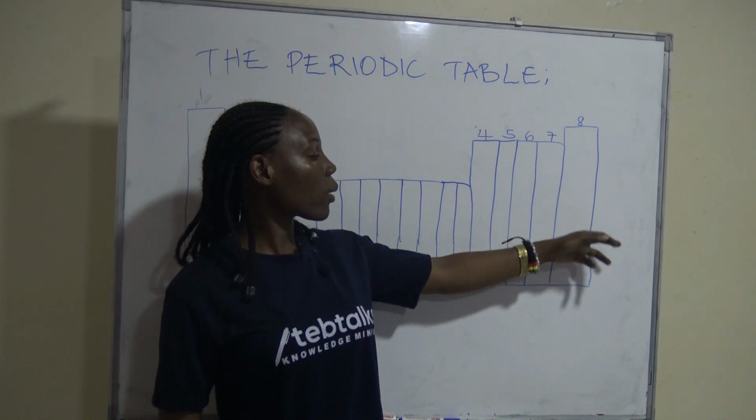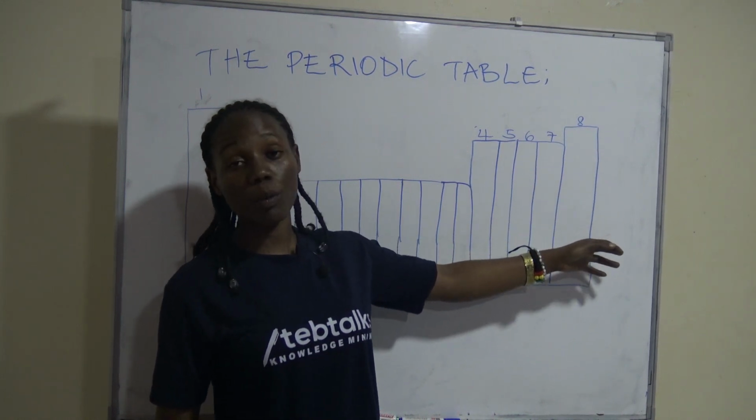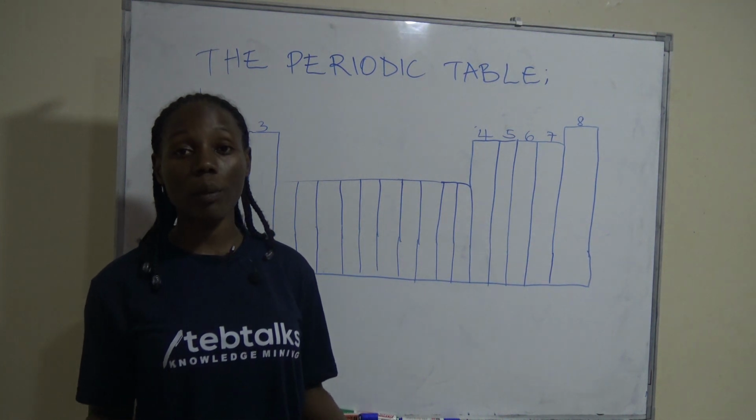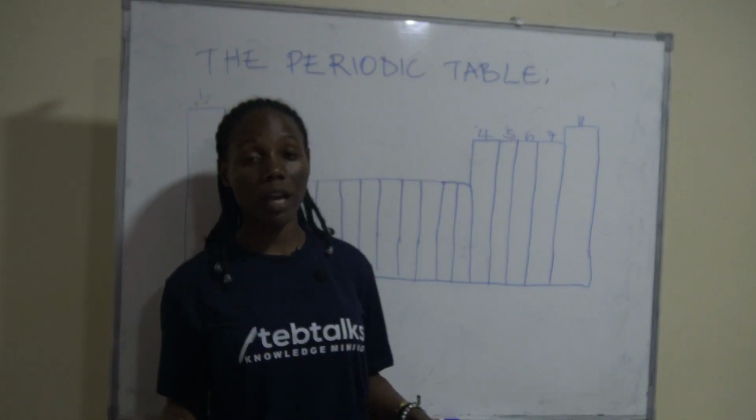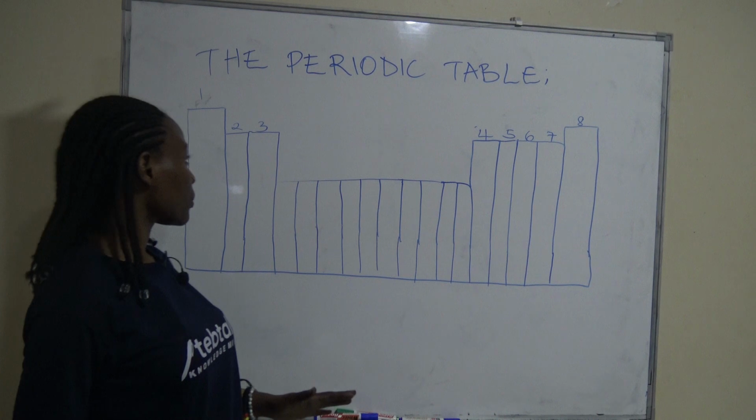And these ones are the ones we call inert or noble. They have an outermost shell which is very full, and they are very stable.